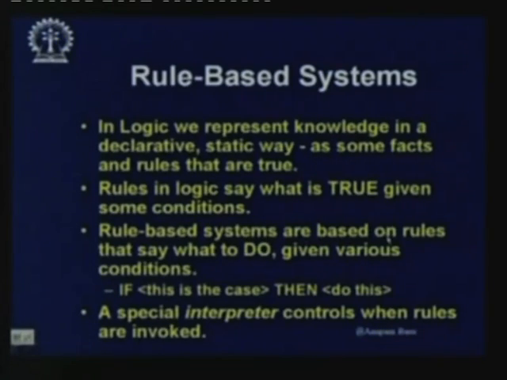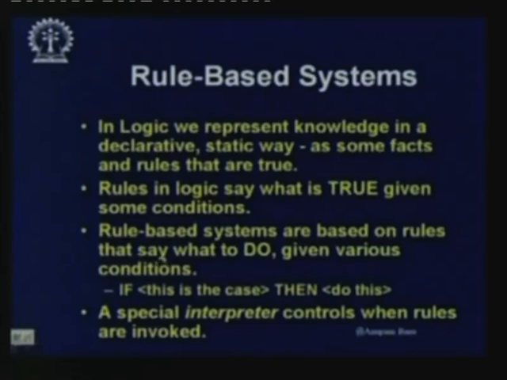Now, rule-based systems. These rules are just implicational statements in logic. In the case of rule-based systems, we go one step farther. The right-hand side of an implication usually in logic makes another assertion. If the boy studies hard, then he will score good marks. This is an assertion, but I am not asking anything to be done.